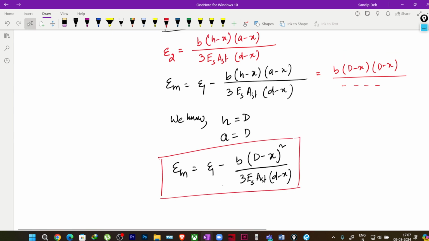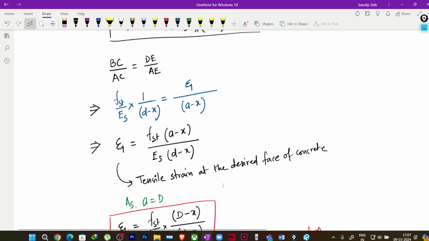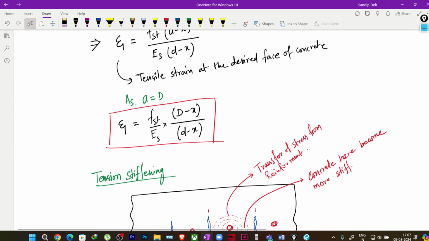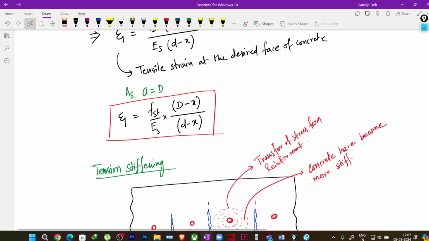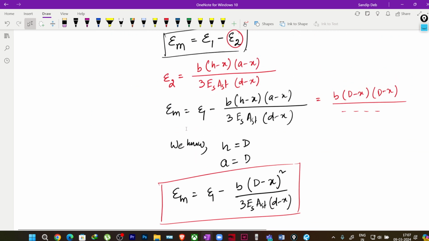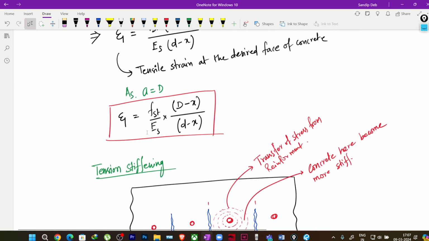And we know how to find out ε1 also. We got this ε1, fst by Es, (a minus x). We have already redefined here, fst by Es, (D minus x) divided by small d minus x. Correct? So now what is the unknown value? The unknown value is nothing but my fst, right?